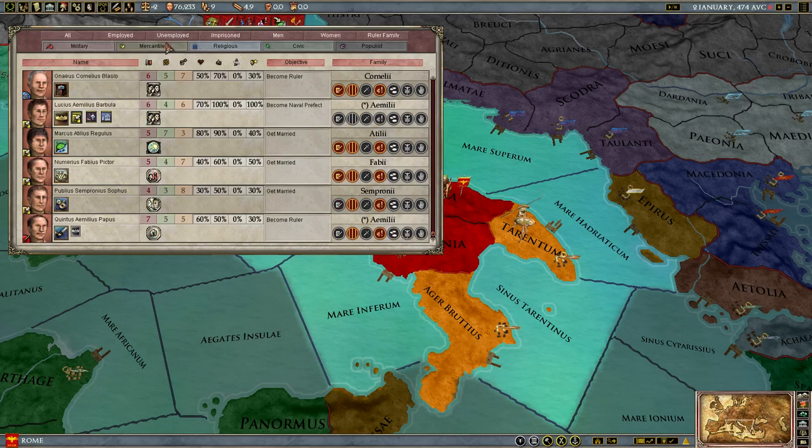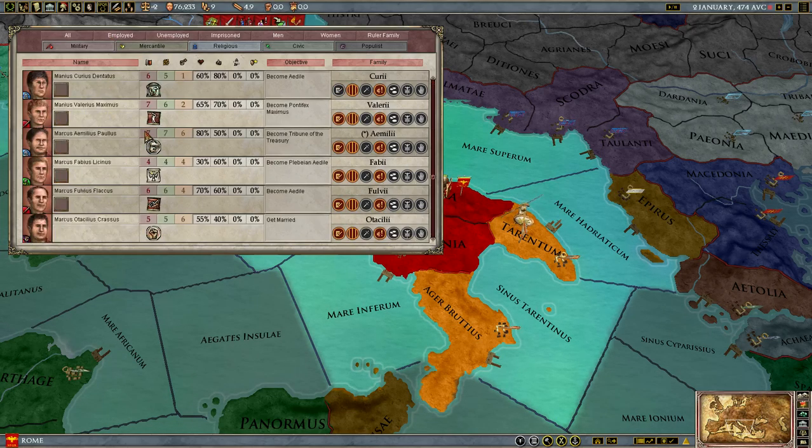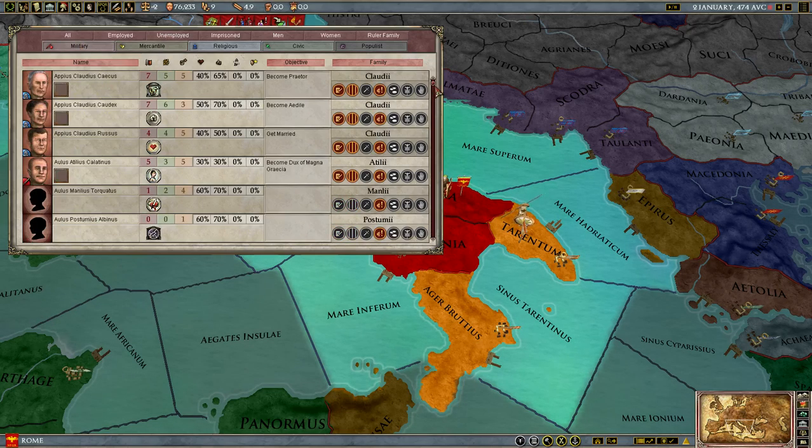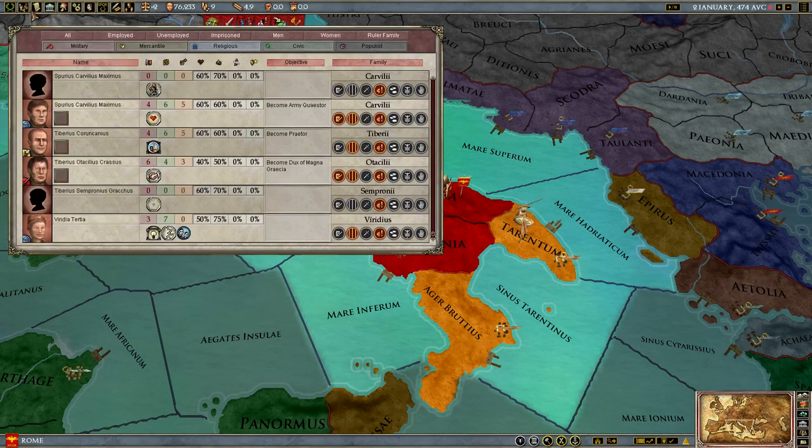Employed. Unemployed. These are useful. You can also, of course, go to all. I believe it defaults simply to just employed people, which is pretty useful, as seeing all the children isn't exactly useful, as you can't really do anything with them. Well, I mean, you can't even imprison children. Ah, well.